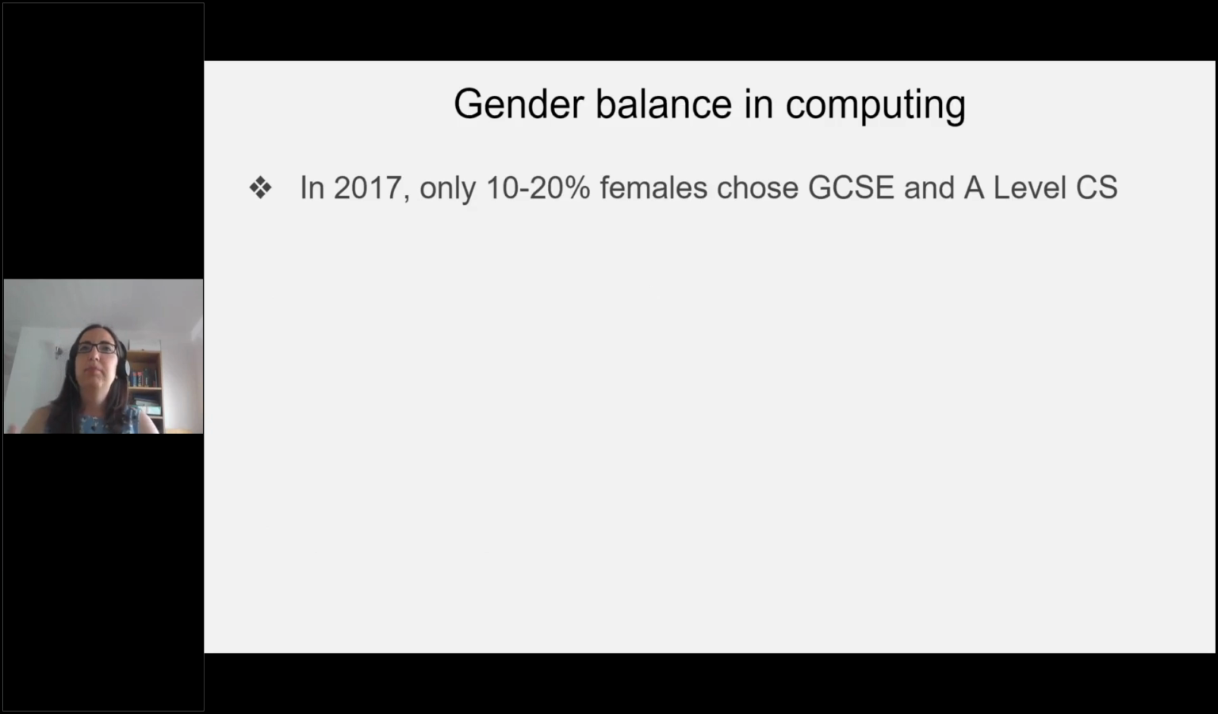So, as I promised, some stats. I'm sure many of you have seen the Roehampton report, but it showed that in 2017, only about 10 to 20% of students choosing GCSE and A-level computer science were female.